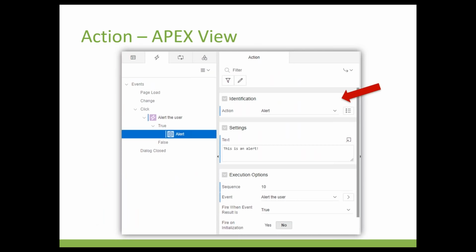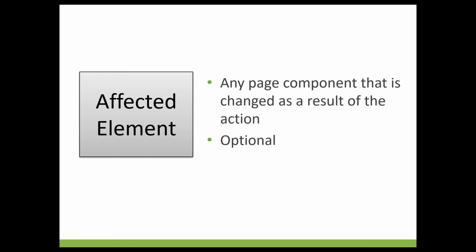Inside of APEX, you can find the action section by going to that same dynamic action lightning bolt tab, clicking on one of the true or false actions, and you'll see the action and any settings that apply to it. In the identification setting, you'll see the name of the action, and then below that, any settings, and those vary depending on the action you've selected.